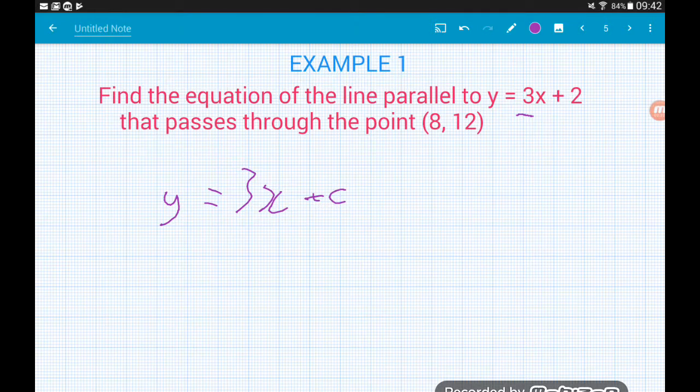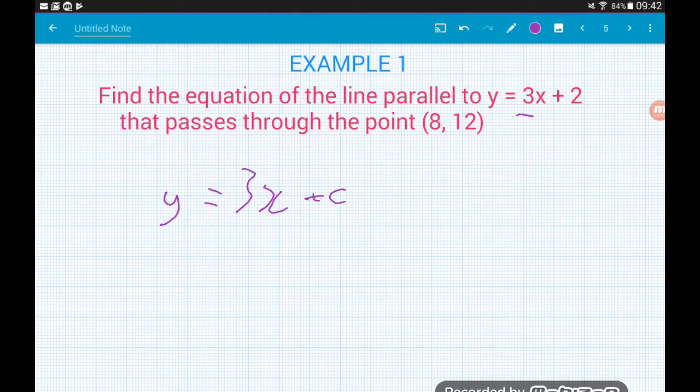So there's an infinite number of lines parallel to y = 3x + 2. An equation with a 3x in it is parallel. So what we need to do is work out the value of c. There is only one parallel line that crosses through the point (8, 12). So to work out c, we use the coordinates. So remember what coordinates are telling us. They're telling us the values of x and y at a given point on this line that we're looking for.